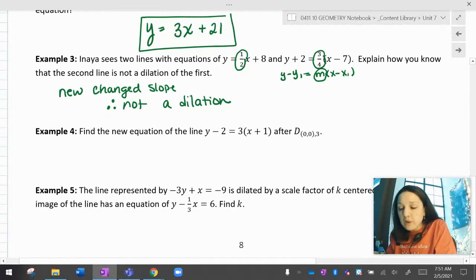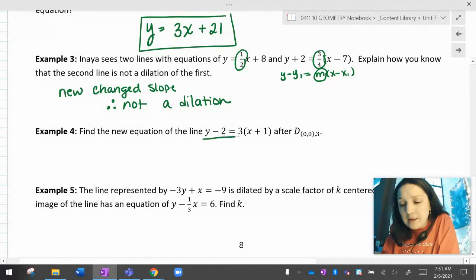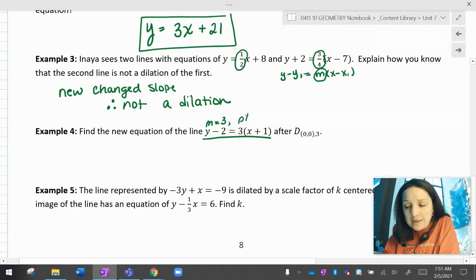Find the new equation of the line y minus 2 equals 3 times (x plus 1) after a dilation from the origin with a scale factor of 3. Well, remember how I said when you dilate a line from the origin, you multiply the coordinates by the scale factor? This line is in point slope form. So this line has a slope of 3 and contains the point (-1, 2). Because of how point slope form works, you negate the point.